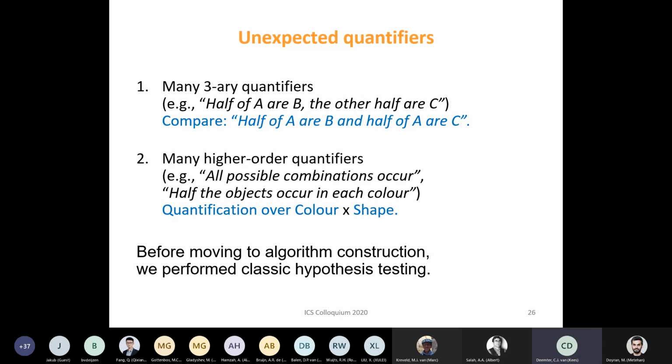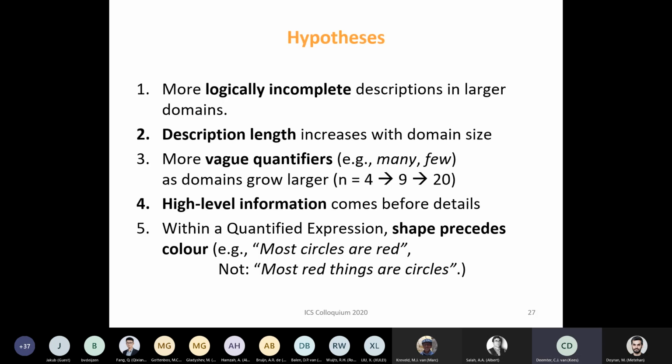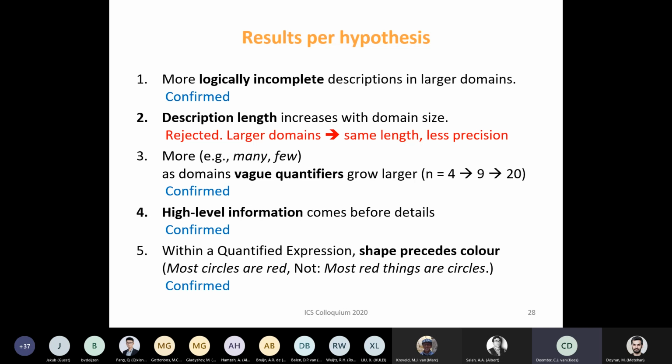Now, before we went to actual algorithm construction, we also performed some classic hypothesis testing. For example, we expected that in larger domains, we were going to find more logically incomplete descriptions. We also expected the description length to increase with domain size. We expected the number of vague quantifiers to increase with domain size. Those are the most important hypotheses for the moment. So let's look at how they panned out.